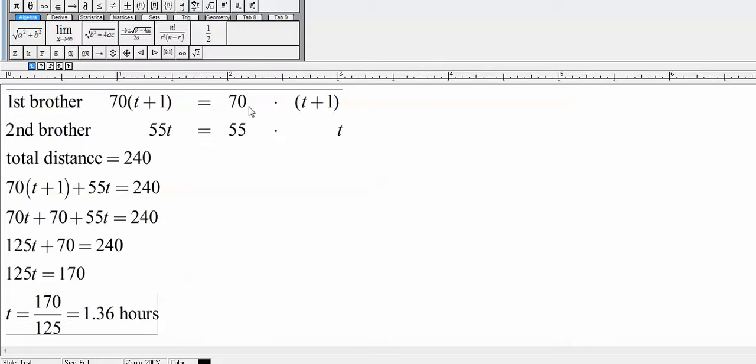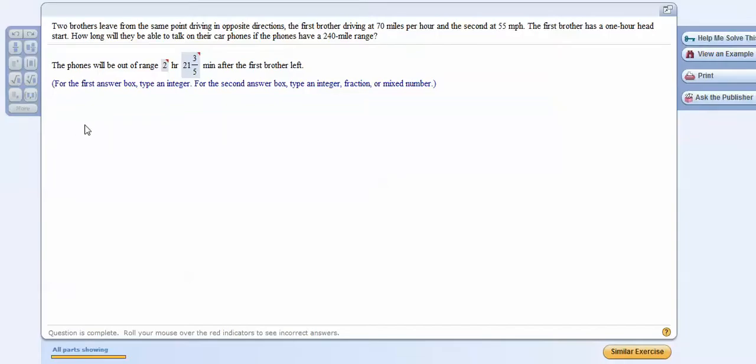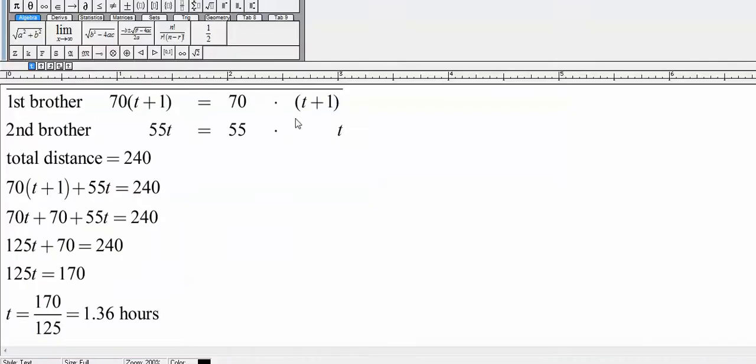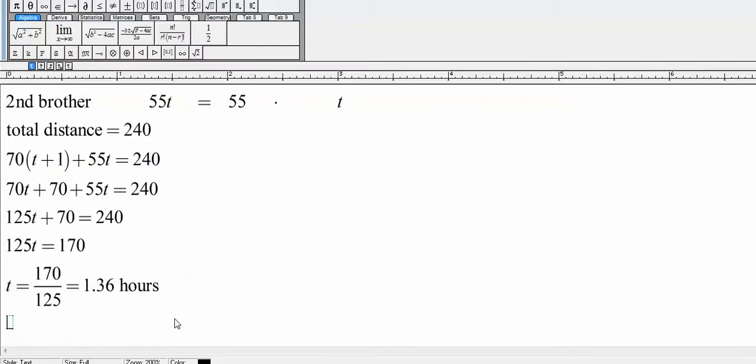The total time, because the question actually asks, the phones will be out of range, how long after the first brother left. And remember that the first brother had a 1 hour head start, so we'll have to add that. So the first brother's time is 2.36 hours. So we'll have 2 full hours, and then we have a fractional number of hours.